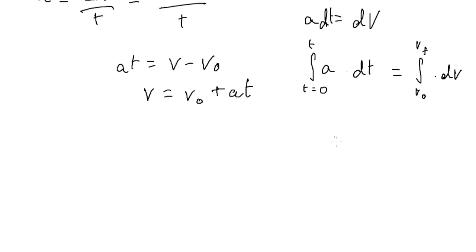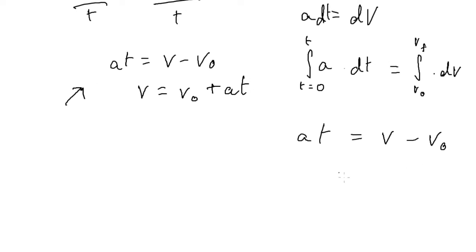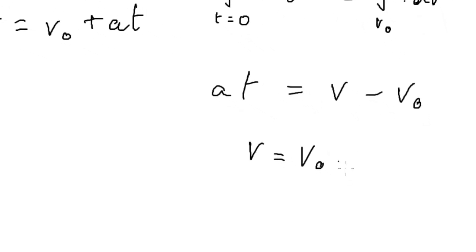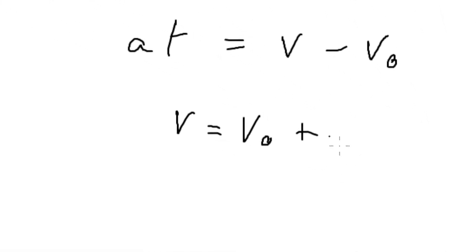Now, if we integrate this, you'll get a t equals the change in velocity, vf, or just v, minus v initial. And this is the exact same as what we got up here. So just rearrange this equation and you got v equals initial velocity plus acceleration times time.